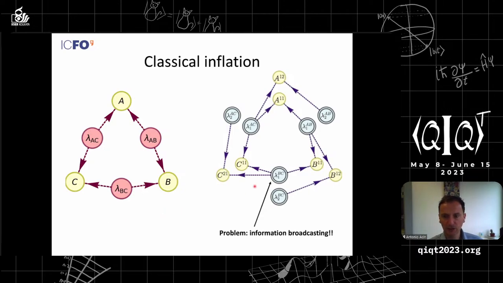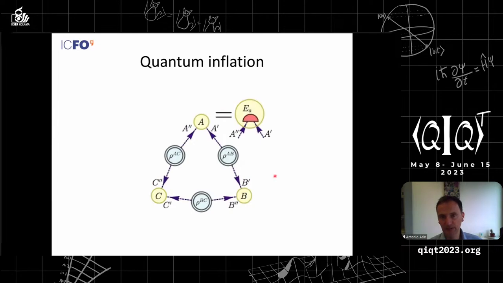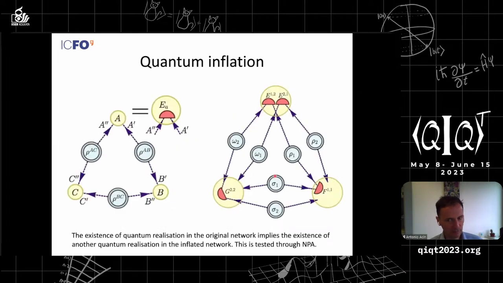So the problem with this construction is that it works for the classical case, but you see here, you're making information broadcasting and this is impossible if these sources are quantum. So we had to adapt inflation to the quantum case. I don't have time to tell you how we did that, but we did that. I mean, you only have to do a different type of inflation and then you can have a method to understand when some correlations are compatible with a given quantum causal model.